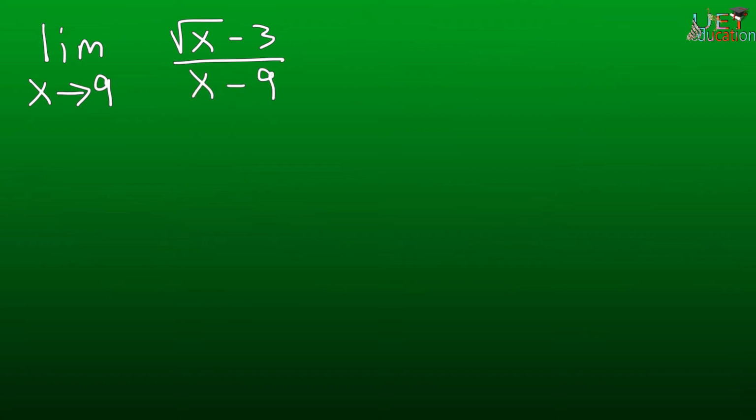What is the limit as x approaches 9 of square root x minus 3 over x minus 9? So what should we do if we're dealing with square roots? What I recommend is to multiply the top and the bottom by the conjugate of the expression that has a square root. So the conjugate of square root x minus 3 is square root x plus 3.